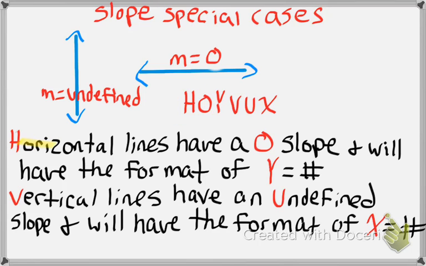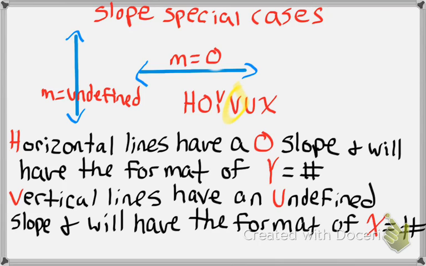Horizontal lines have a 0 slope, and its equation will be y equals a number. That's the format. So let's say y equals 4, that'll be a horizontal line. Or y equals -3, that'll be a horizontal line. And in fact, y equals 4, I think that's an example maybe even done in class in one of our prior assignments. Okay, so now do the opposite for the vertical lines.